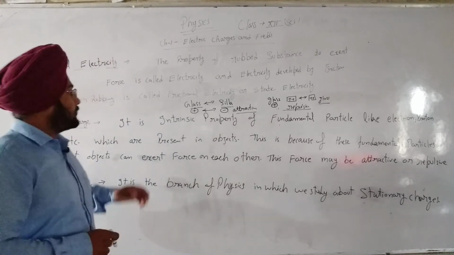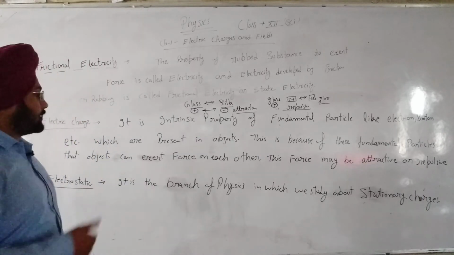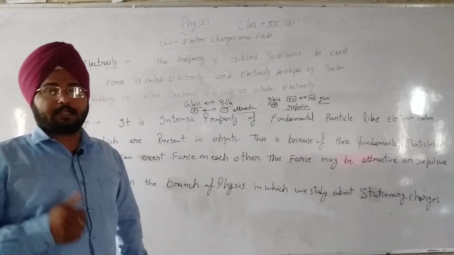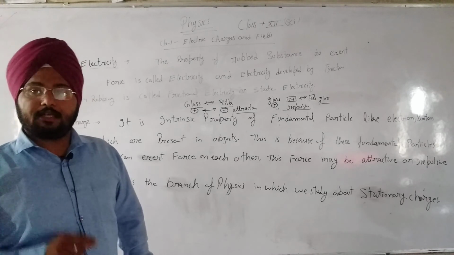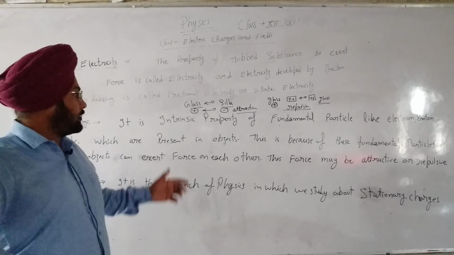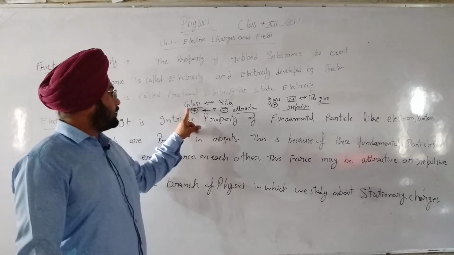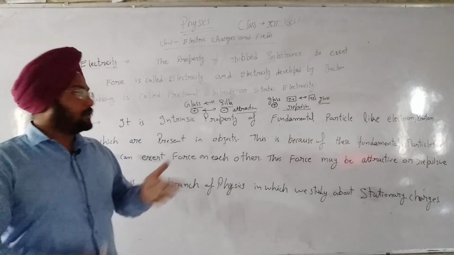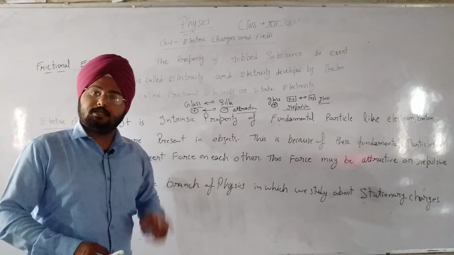So this is about our three topics. One is frictional electricity, second is electric charges, and third is electrostatics. Next we have types of electric charges. As we know, there are two types of electric charges: one is positive and the other is negative. Now, why does any object get the charge? If we see the glass and silk, after rubbing, glass becomes positive, silk becomes negative. What happens there? There is a transfer of charge.